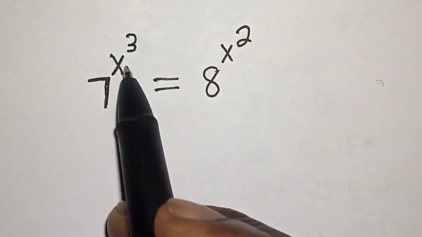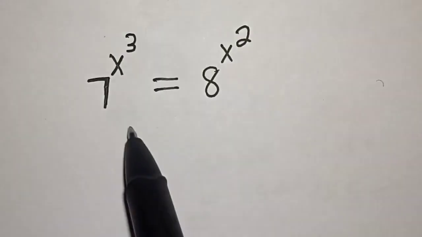7 raised to power s cube is equal to 8 raised to power s squared. What is the value of s?